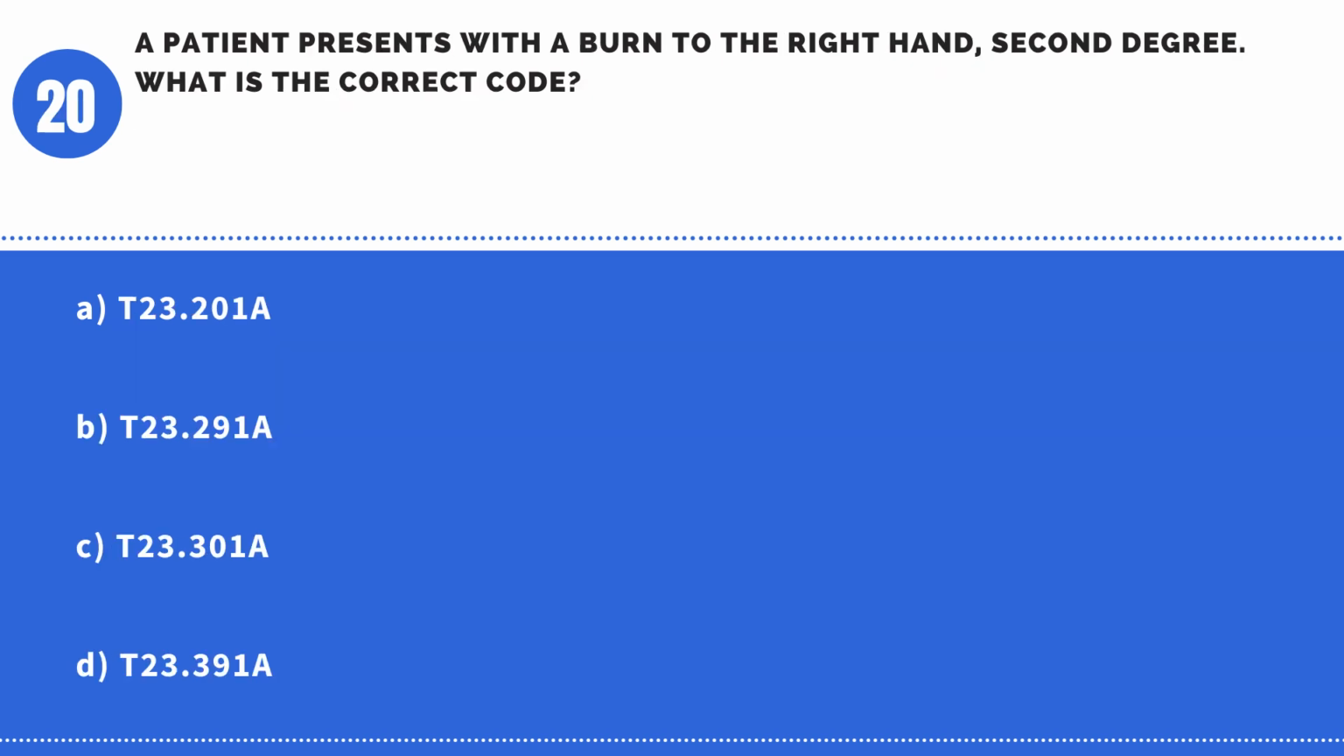Question 20. A patient presents with a burn to the right hand, 2nd degree. What is the correct code? A. T23.201A. B. T23.291A. C. T23.301A. D. T23.391A. Answer: A.